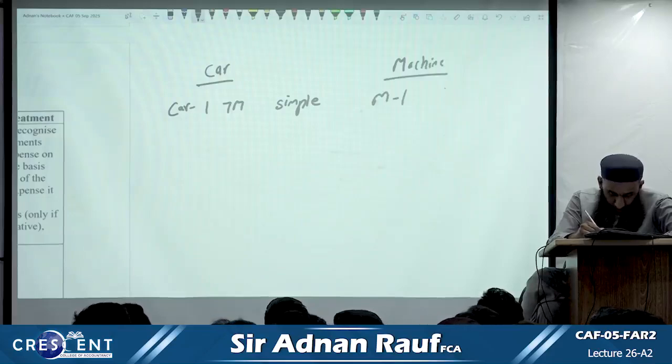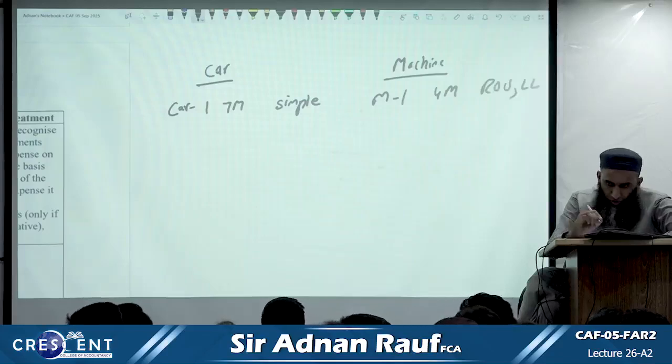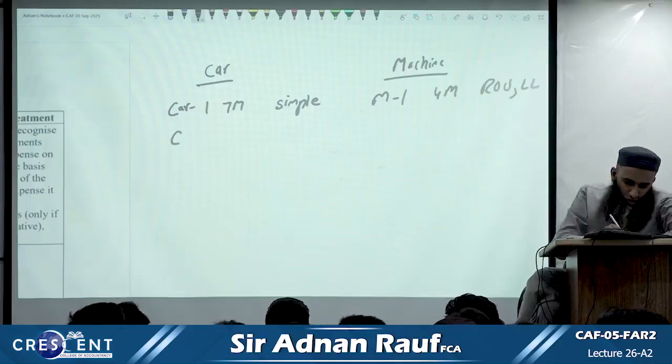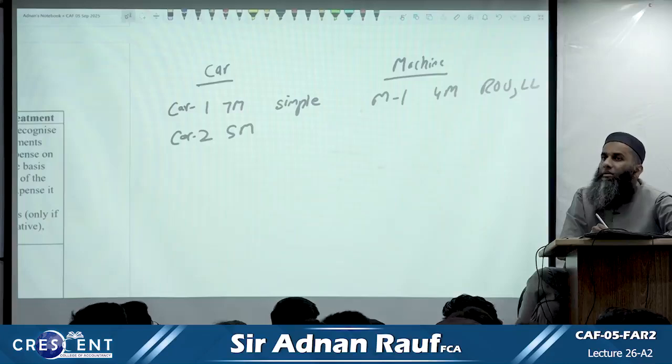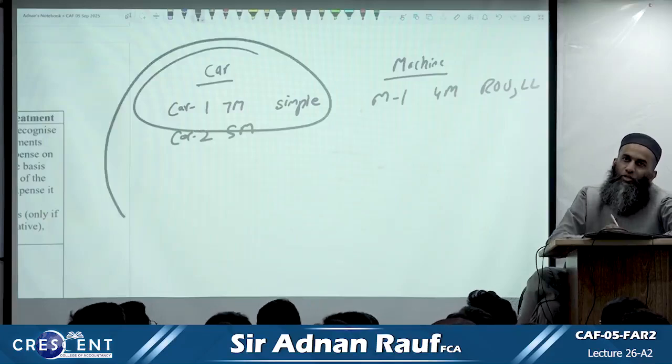Well, you took machine 1 for 4 months. But you did not apply a simple approach to it. You recorded ROU and LL. What should you do when you buy the next car? Yes, because you have chosen a simple approach for this class.